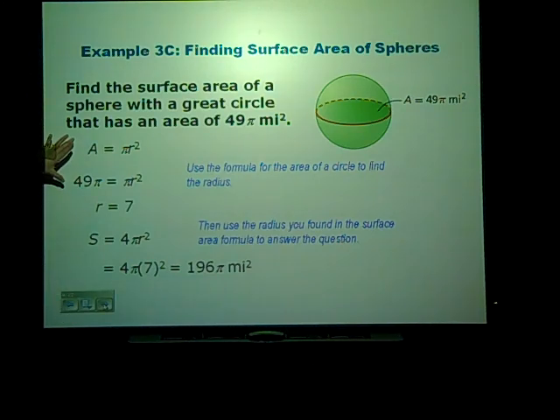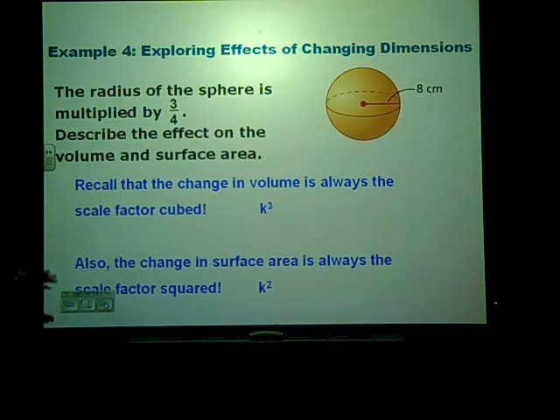Okay? So whatever they give you, start with that formula, plug in what you know to get your radius. Then you can answer anything. Talk about changing dimensions, just like we have in the last 2 videos.